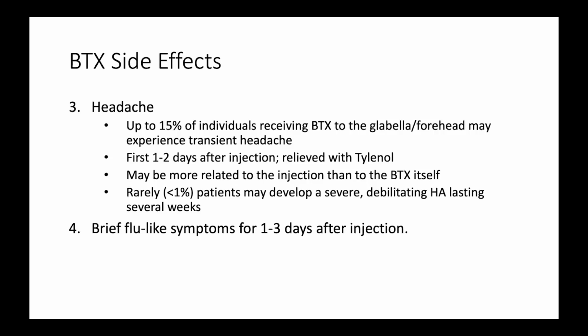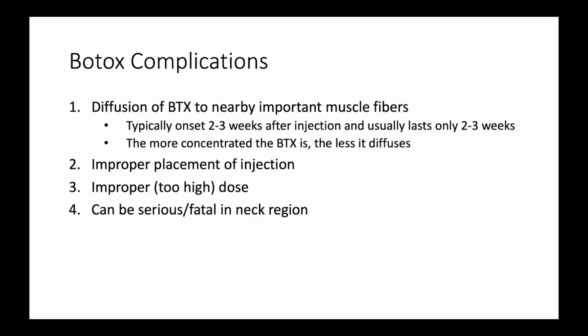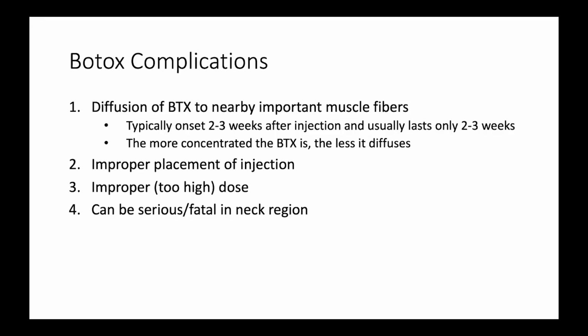And rarely we'll see, sometimes people get a little flu-like illness for a day or two after the injection. Probably the most important complication to think about is that the Botox can diffuse into the nearby muscle fibers, so it can get into muscles that we didn't want to treat. So it can cause a droopy lid or a droopy side of the mouth, etc. If we give too high a dose, we can see more of these complications. And again, in the neck region, if we inject too much, we don't know where we're injecting, we can actually have more serious or even fatal complications in that area.